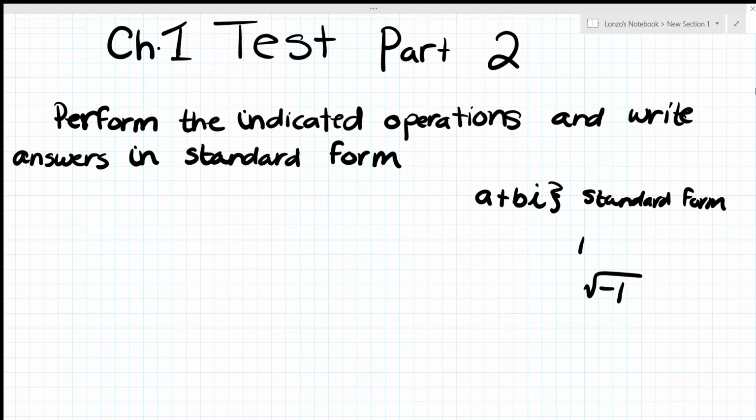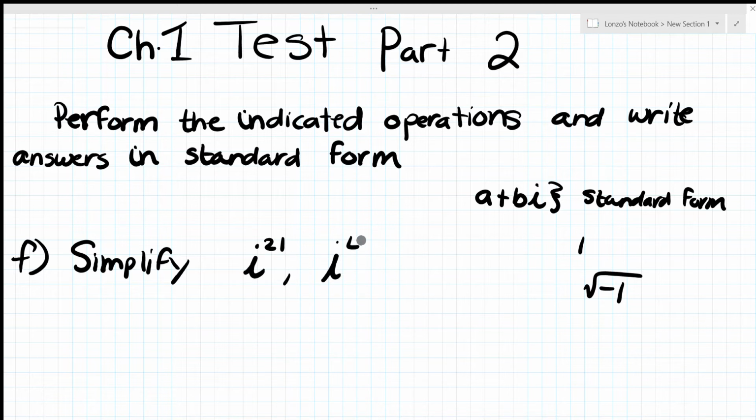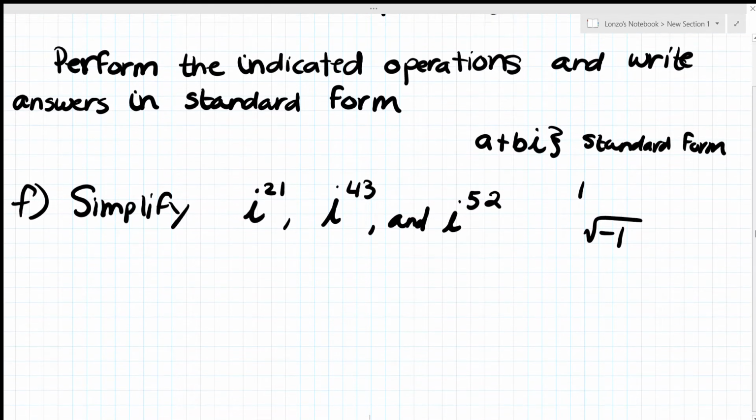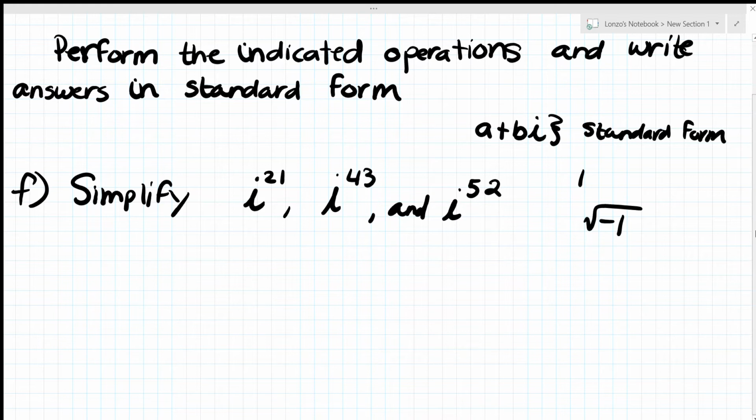Let's do F. So the question says simplify i to the 21st power, i to the 43rd power, and then i to the 52nd power. So let's simplify these. Now this kind of does seem a little tricky because you're dealing with really high powers, right? 21st power, 52nd power, etc.